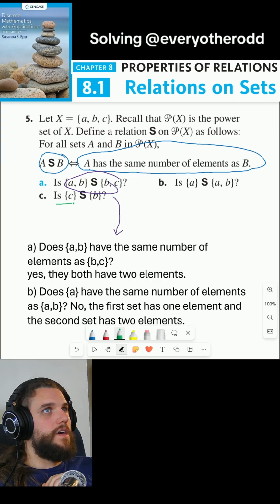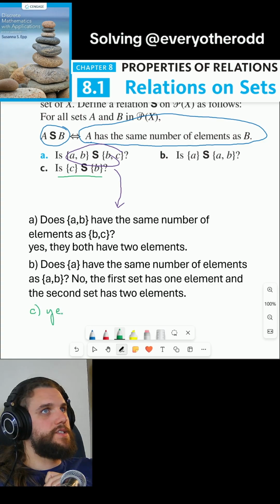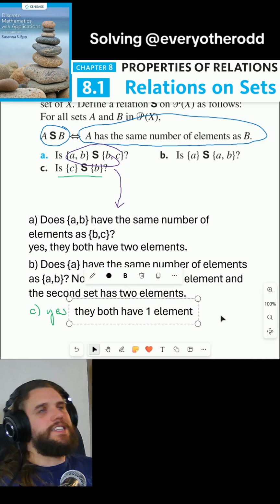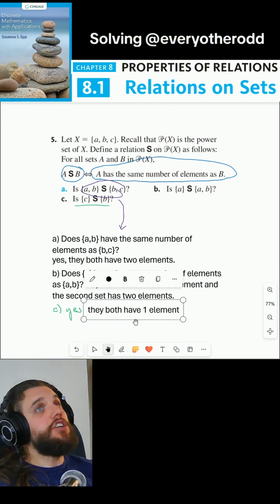Part C, is the set containing c related to the set containing b? Yes. They both have the same number of elements. They both have 1 element. So these are all 3 kind of the same questions, just different examples. But this gets you used to the notation.